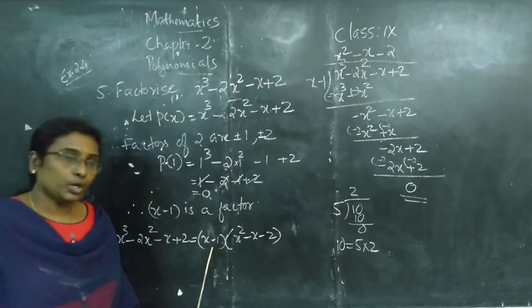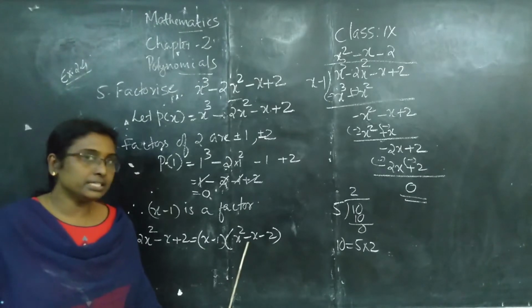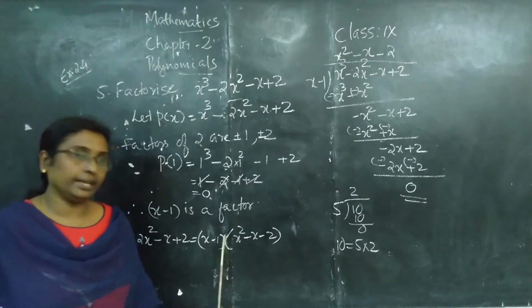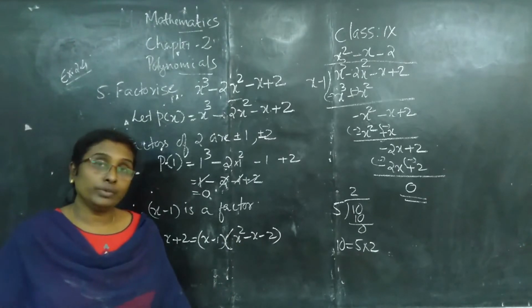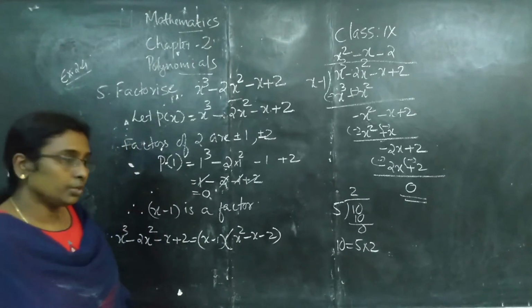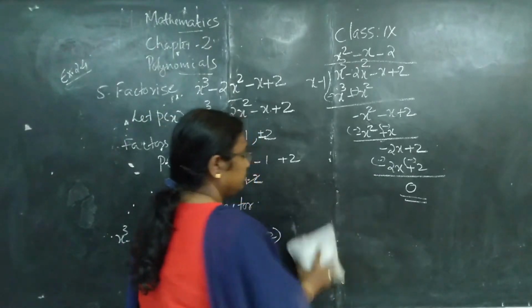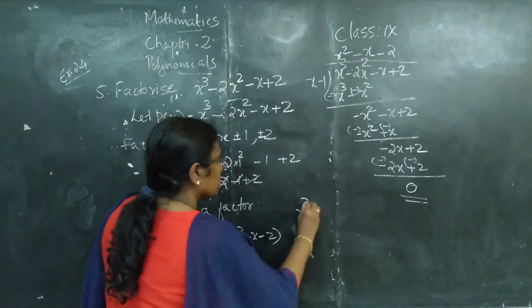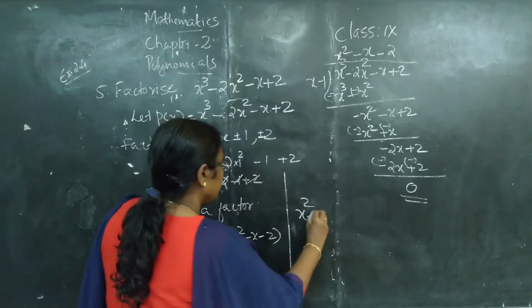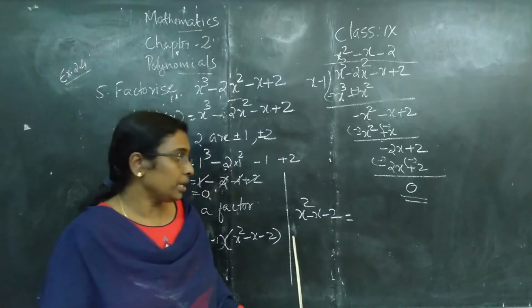This is a linear polynomial. This is a quadratic polynomial. So we have to factorize this quadratic polynomial again. We studied how to factorize this polynomial. How can we factorize this polynomial? X square minus x minus 2. How can we factorize this polynomial?